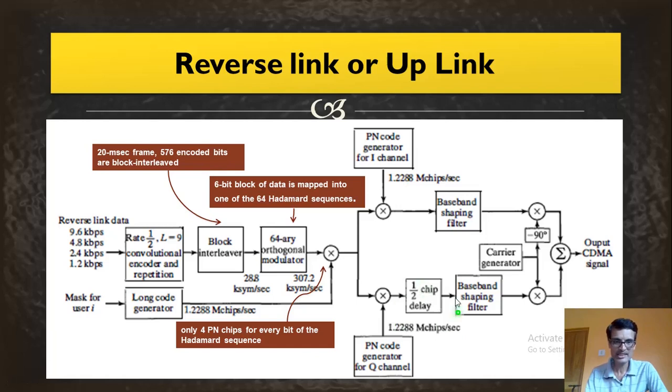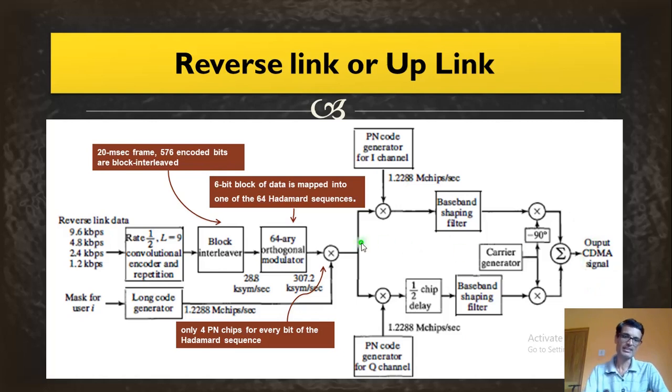This synchronization information should be given by a channel called the synchronization channel. Anyway, I'll skip that. The baseband shaping filter is multiplied. Because of this delay, this method is called quadrature phase shift keying. Even in the forward link we used quadrature phase shift keying. But because of this offset, or delay, we call this OQPSK, that is, the offset QPSK modulation technique is used here. It's a variation or modification of QPSK. Combined here, we get a QPSK output.